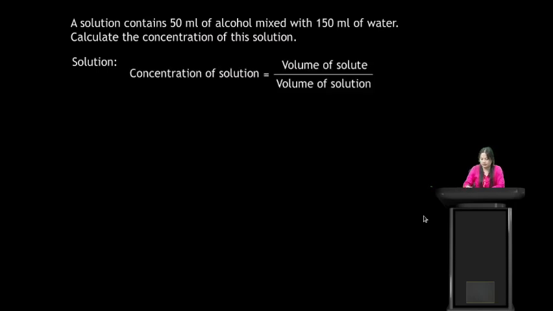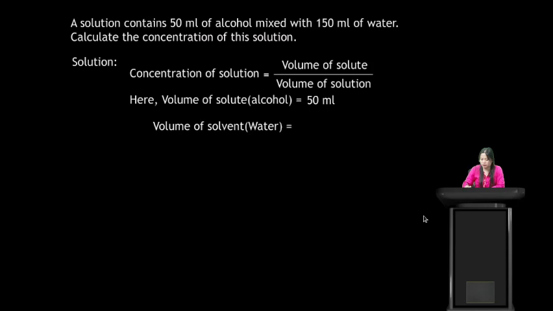Okay, we have another example here. A solution contains 50 ml of alcohol mixed with 150 ml of water. Calculate the concentration of this solution. So let us see here. We have concentration of solution given by volume of solute divided by volume of solution. So here volume of solute, that is alcohol, is equal to 50 ml. Volume of solvent, water, is equal to 150 ml.